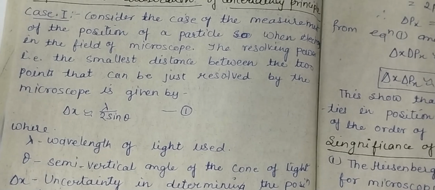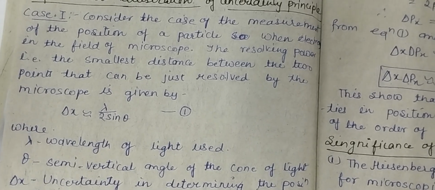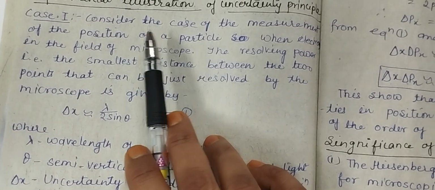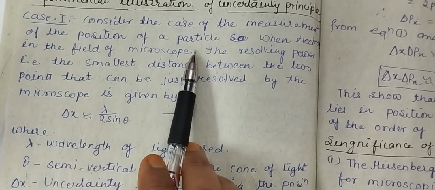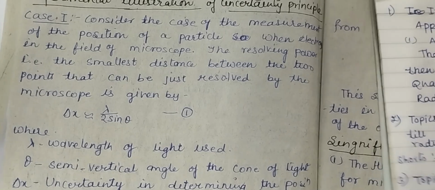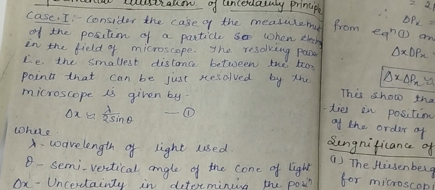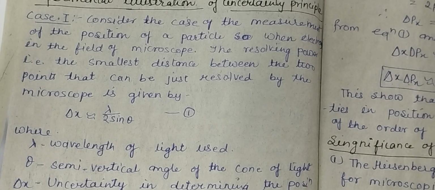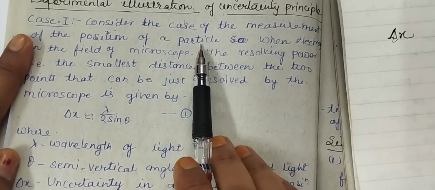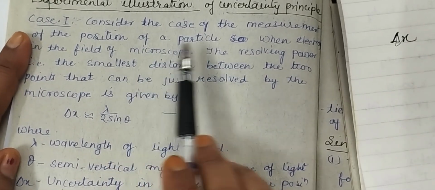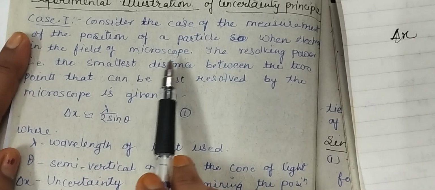Okay. For this we have two cases. First case, consider a case of measurement of position of particle. Measurement of position of particles means in this case we are having delta x. Consider a case of measurement of position of particle when the electron is in the field of the microscope.